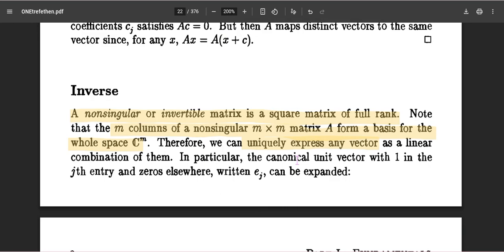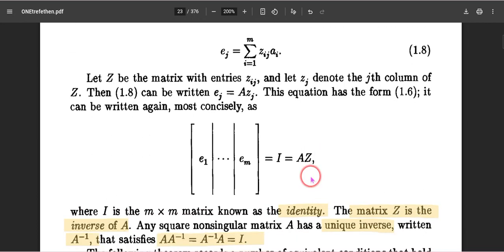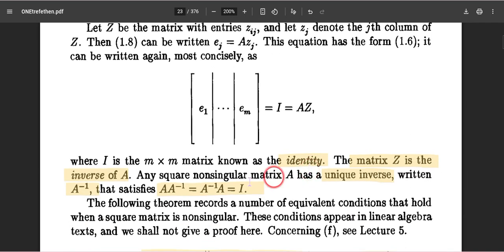The inverse is a property of a matrix, so it is only applicable to a square matrix with full rank. It means that all the columns are linearly independent. Then there exists a unique matrix, call it Z, such that the matrix multiplication results in an identity matrix. Since every square matrix with full rank has a unique Z, that Z is called the inverse of A. It means that if A has an inverse, then the matrix multiplication of A and A inverse results in an identity matrix.